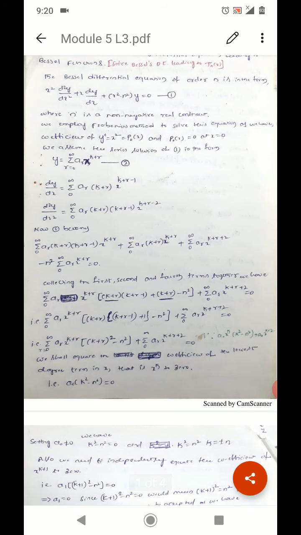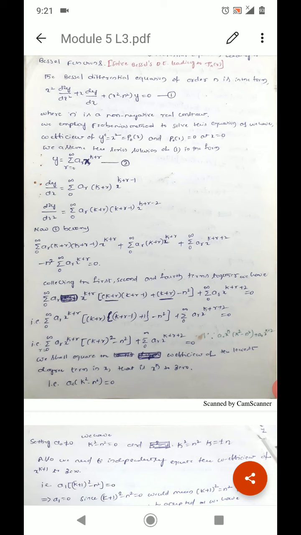Now again assume the series solution of equation 1, which is of the form y equal to summation of ar into x to the power k plus r, where r runs from 0 to infinity. Take that as equation 2.